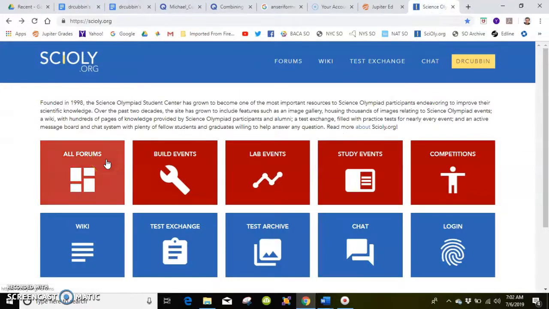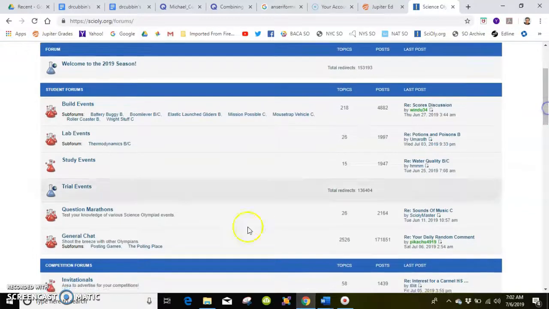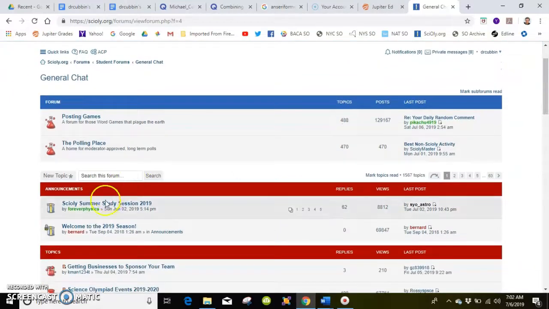scioli.org site. If you don't know what the rules are, even though you should at this point, remember what I spoke about on the previous tutorial: everybody has to register on this, must be registered. You're going to go into all forums, come down to general chat, and in general chat, you're going to find your Scioli Summer Study Session 2019. This is for the 2020 year, but this is summer 2019.